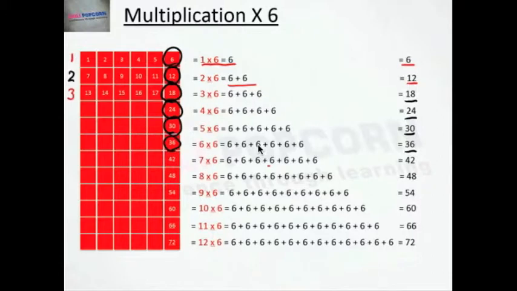36, 7 times 6 is 42, 8 times 6 is 48, 9 times 6 is 54, 10 times 6, remember our 10 times table is just 6 and you add a 0 to it, so you get 10 times 6 is 60, 11 times 6 is 66, and 12 times 6 is 72.